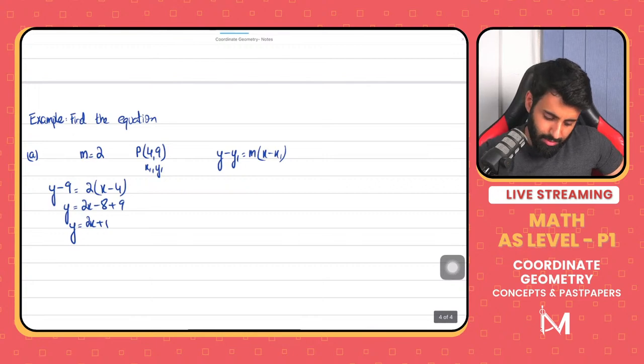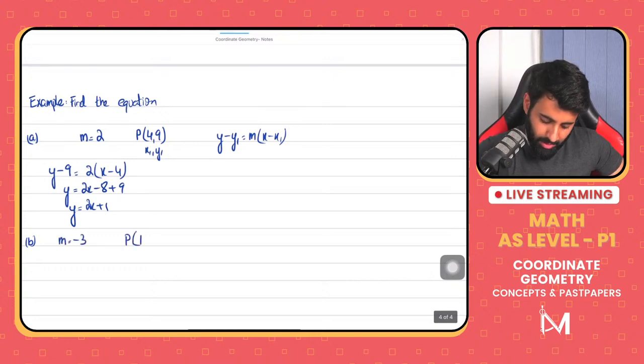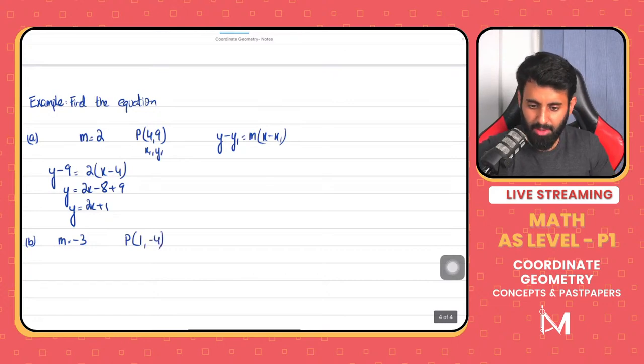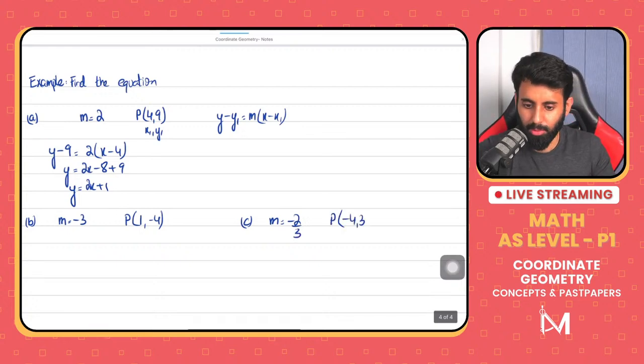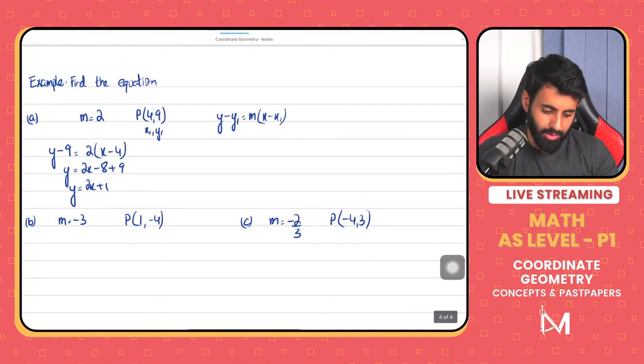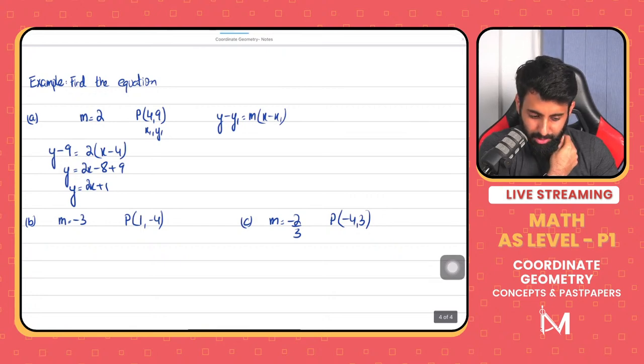Okay, so I will give you guys an example question to solve quickly. The gradient of the line is minus 3, and the point through which it's passing has coordinates 1, comma, minus 4. So quickly find me the equation of this, and while you're at it, do another part, which is gradient is equals to minus 2 upon 3, and it's passing through the point minus 4, comma, 3. Go. Find me the equation of these two lines, and then we'll move on to perpendicular bisector, and then after perpendicular bisector, we'll do some past paper questions.